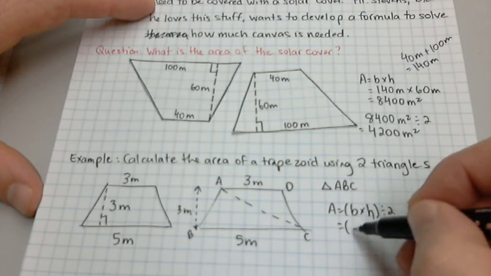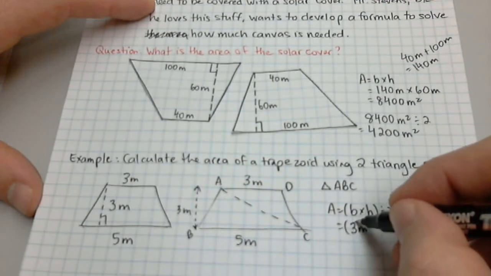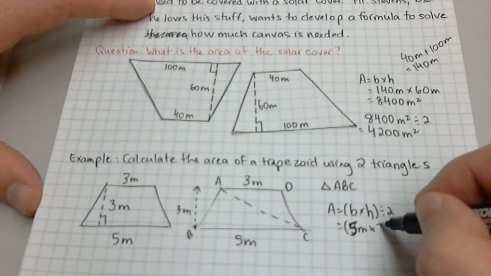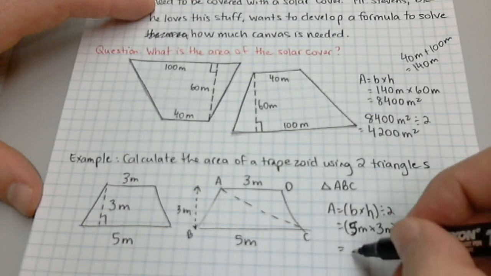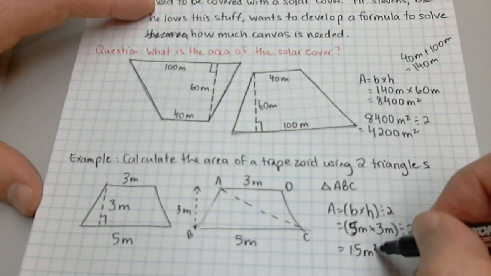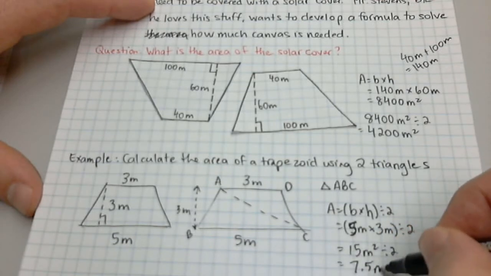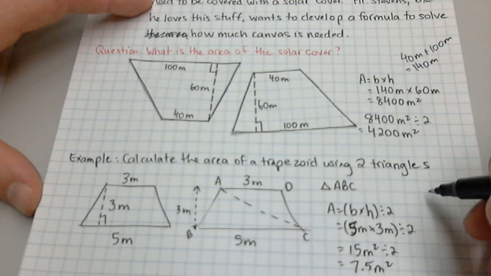So I know that the base is 5 meters. And I know that the height is 3 meters. And I'm going to divide that by 2. 5 times 3 is 15, and it's meters squared divided by 2, which equals 7.5 meters squared. So that's the area of triangle ABC.